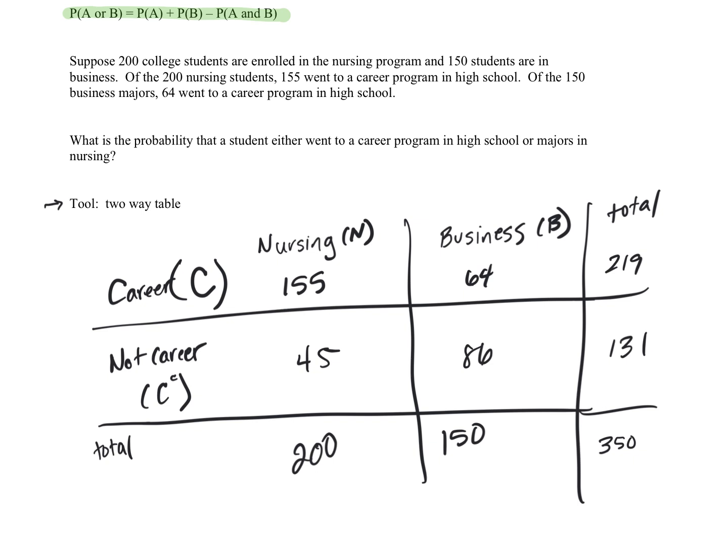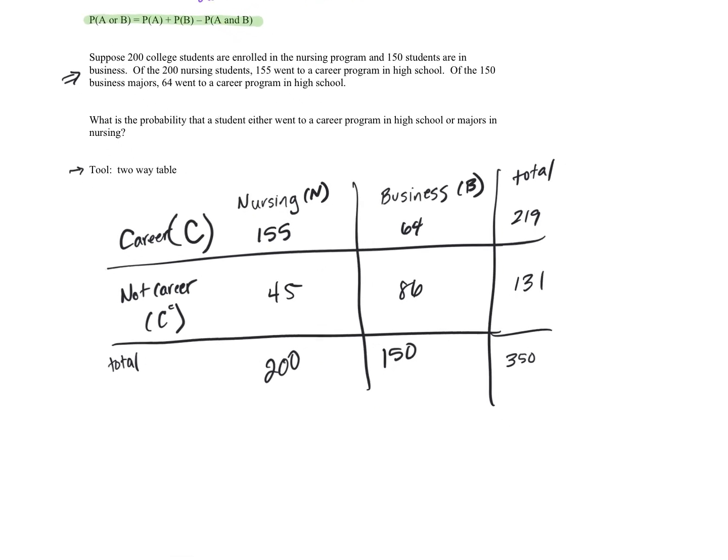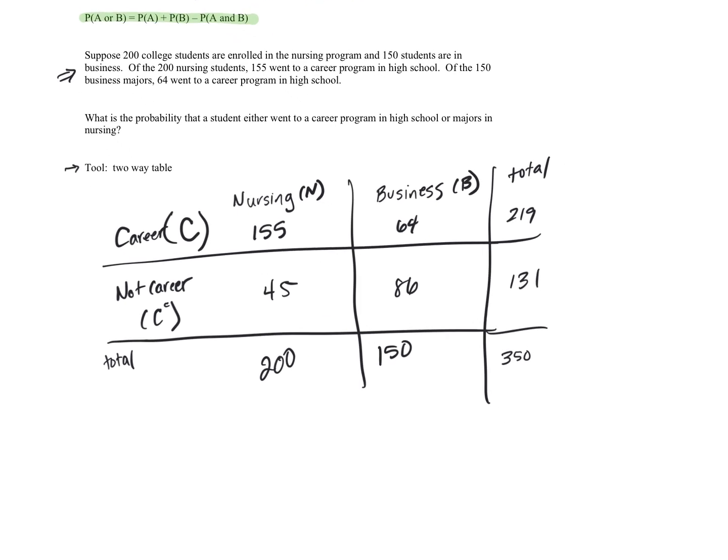Okay. So, one of the very first questions on your test is going to be: I'll give you information like this one and ask you to create a two-way table. From there, I'm going to ask you to find some different probabilities based off of that two-way table. So this original question is asking us, what is the probability that a student went to the Career Center or majors in nursing?